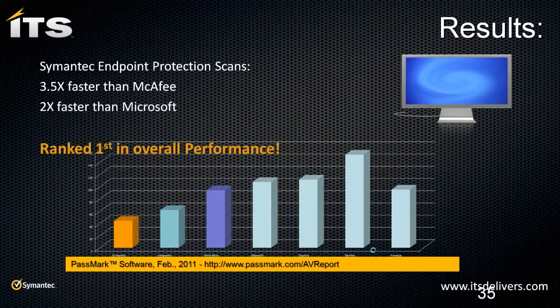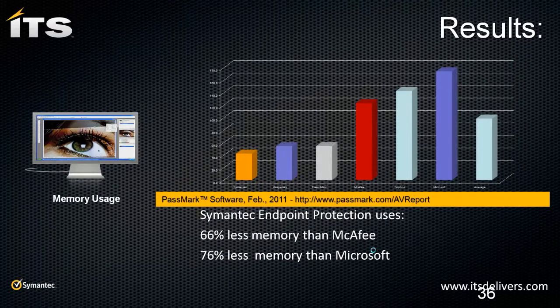A couple of little infographics here. About 3.5 times faster than McAfee and 2 times faster than Microsoft. Also, memory usage is down. Yay! To be honest, guys, I used to go out for lunch whenever my SEP scanned.